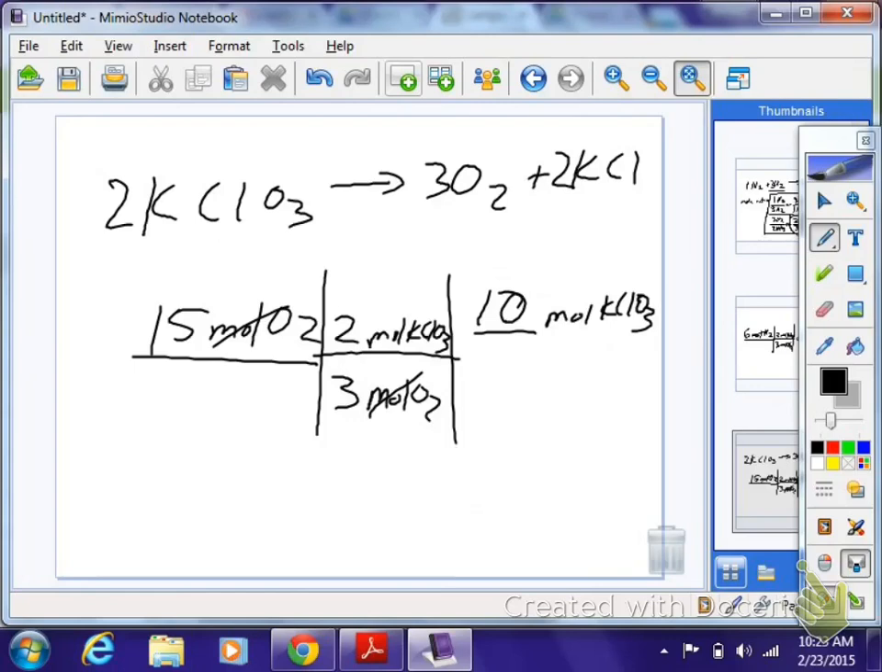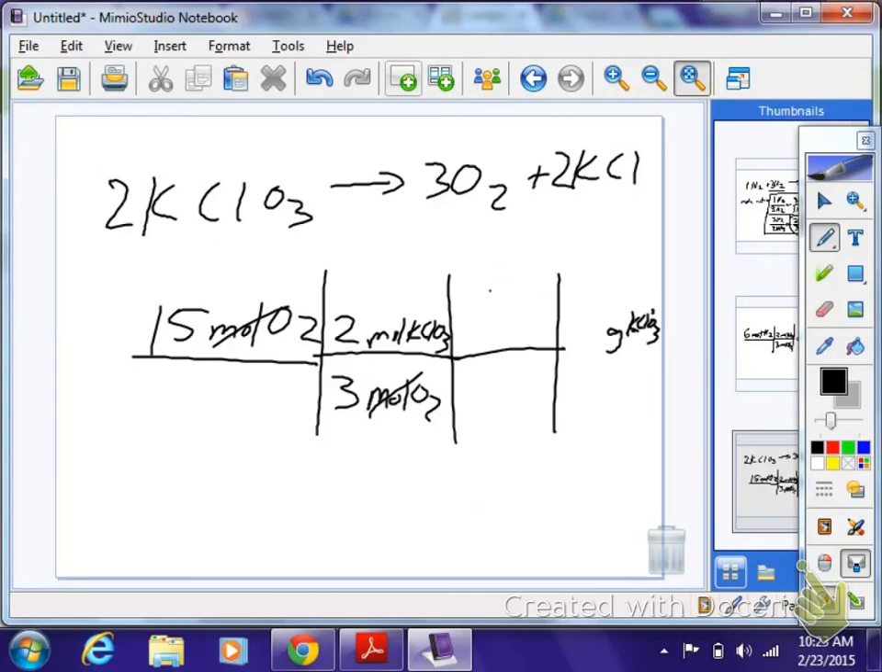Now, we could take this a step further and figure grams. So let's state the question is not how many moles of KClO3, but how many grams. We would go ahead and continue on with this step, but finding grams instead. So let's say, all right, we know we have 10 moles of KClO3 if we would stop at this point. But now, what I want to do is find grams of KClO3.